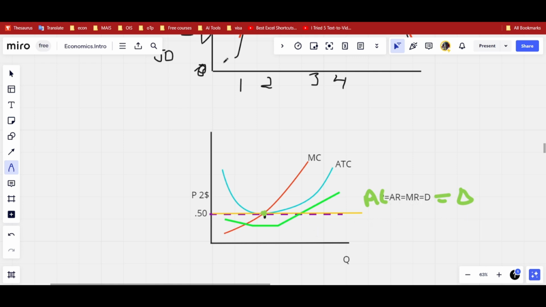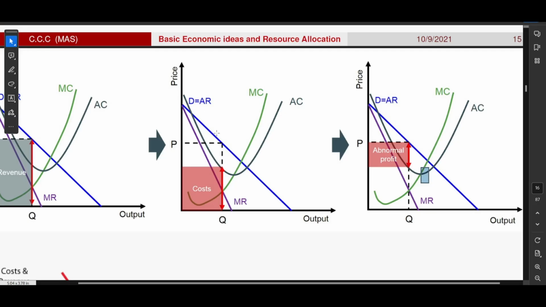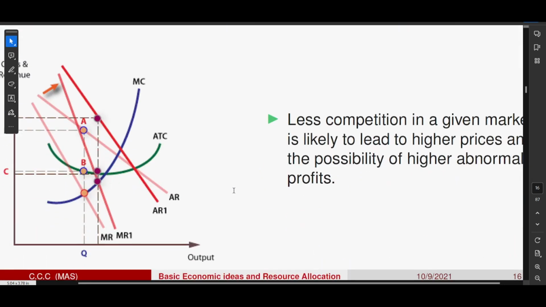The profit is zero. But what we're seeing in this situation, they're not equal, right? Here we see the average revenue is higher than the average cost and the marginal cost. So basically, this company is making an abnormal profit, which we said is the company is making more than the opportunity cost of doing that business.